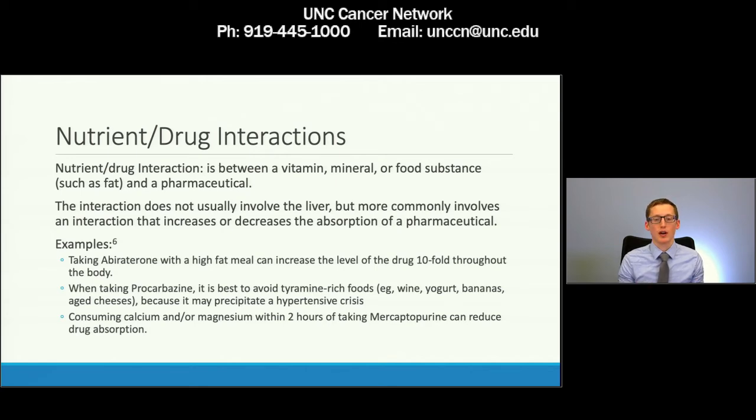Things like taking abiraterone with a high-fat meal, it can increase the level of the drug tenfold throughout the body. So that's a big difference. And also, when taking procarbazine, it is best to avoid tyramine-rich foods like wine, yogurt, bananas, and aged cheeses because it may precipitate a hypertensive crisis. Again, not a good thing. And then also consuming calcium and/or magnesium within 2 hours of taking mercaptopurine can reduce the drug absorption. And calcium and magnesium may have that effect on multiple medications. So these are just examples of nutrient-drug interactions.